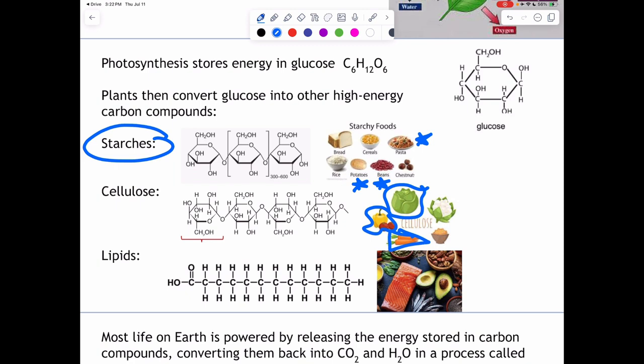And then we have lipids. When we think of lipids, most of the time we think of fish. But if we're talking about plants, a lot of the time they're storing lipids in the form of nuts. So different nuts, and avocado is another example of this. It also could be seeds as well. So that's how they're storing their lipids. They're going to take this glucose and then convert it to different things.